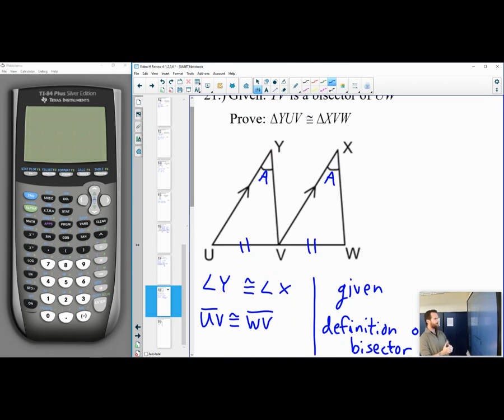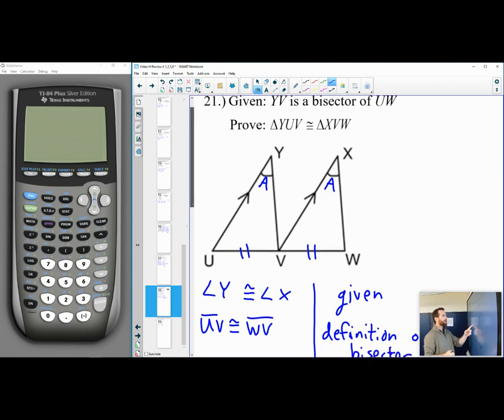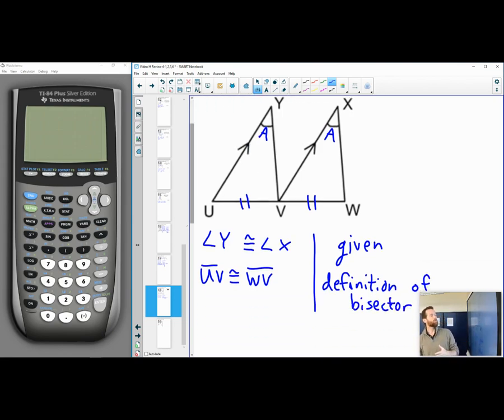So let's see. We've used up all of the given, and I don't see any more markings. So now it's time to see if we can use these parallel lines. And this is what trips students up in my experience. Whenever we have parallel lines, we should look for a transversal. The transversal here is actually UW because that's a line that's intersecting both of the parallel lines. So we can look for alternate interior angles, or same side interior angles, or corresponding angles.